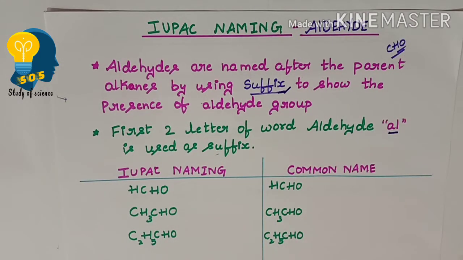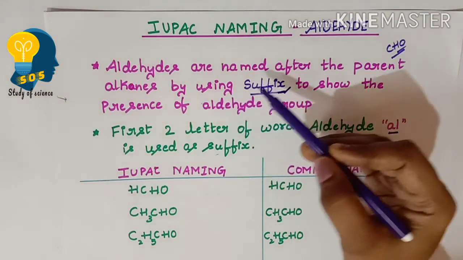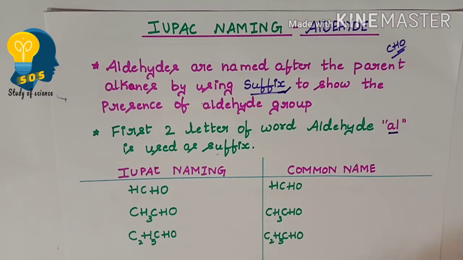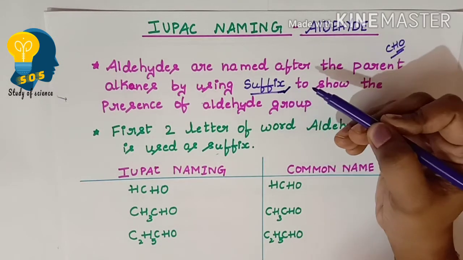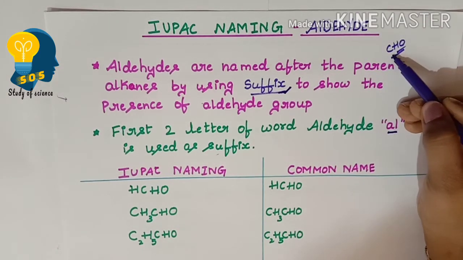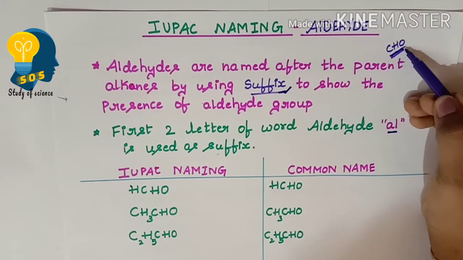When I talk about the IUPAC naming for the aldehyde group, aldehydes are named after the parent alkanes by using the suffix. What is the suffix here? The aldehyde group has the suffix of CHO because it ends with CHO.